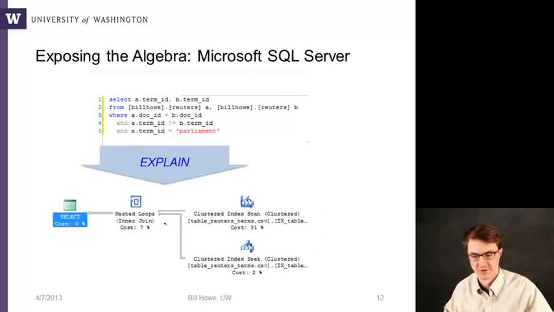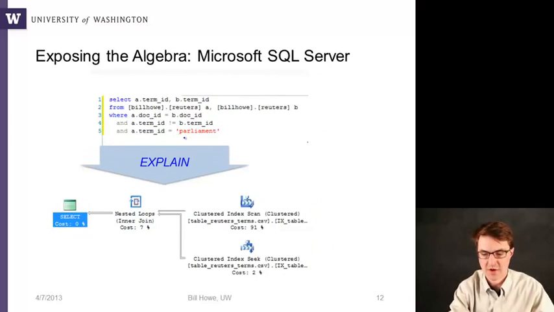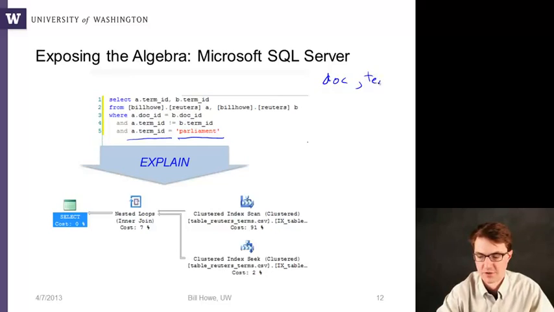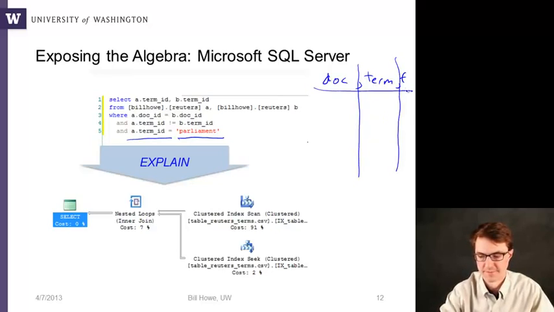But I want you to take a look at something. Here I've taken the exact same query, but I've added an extra condition where I'm only looking for words equal to parliament. I probably should explain this schema a little bit. The Reuters data set gives you term frequencies. You have three columns: doc ID, or let's just say doc, term, and frequency. The frequency is how often that term appears in that document. This is the table you'll be looking at.